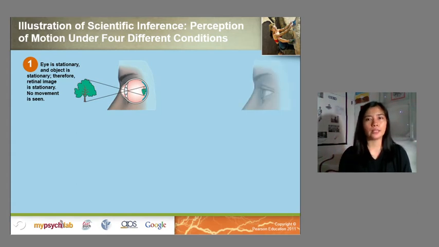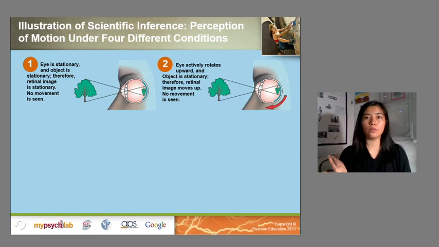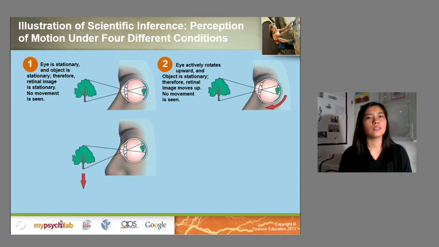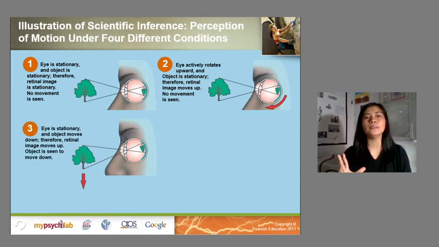Next, if our eyes are actively rotated upward, the object is stationary. Therefore, the retinal image moves up. So I want you to try it, okay? Okay, no movement was seen. Next, if the eye is stationary and the object moves down, therefore the retinal image moves up. The object is seen to move down.